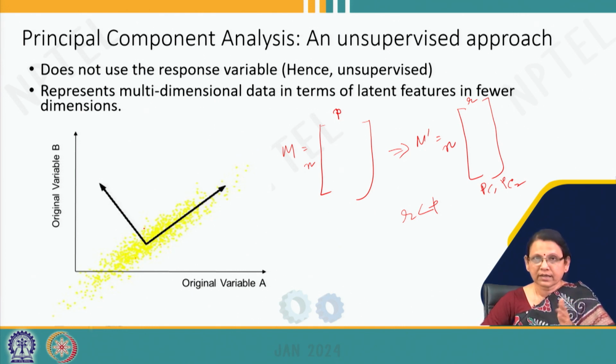And we also studied how to, of course there are many efficient algorithms, but in a basic form we studied how to find the eigenvalues using the characteristic equation, then finding the eigenvectors. Once we find the eigenvectors, we multiply them with the original data matrix and we get the principal components.